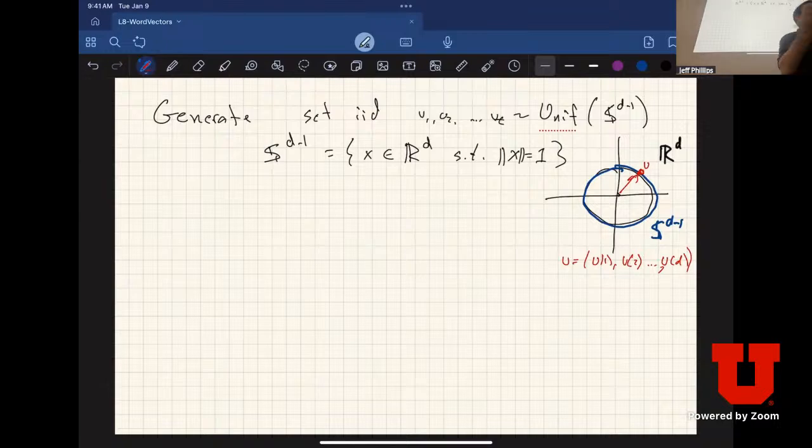It turns out it's not hard to do, but it's not something you'd probably try to come up with on your own. If you were to try to generate data on this sphere just in 2 dimensions, so on the 1-dimensional circle, how would you generate data uniformly from the circle?